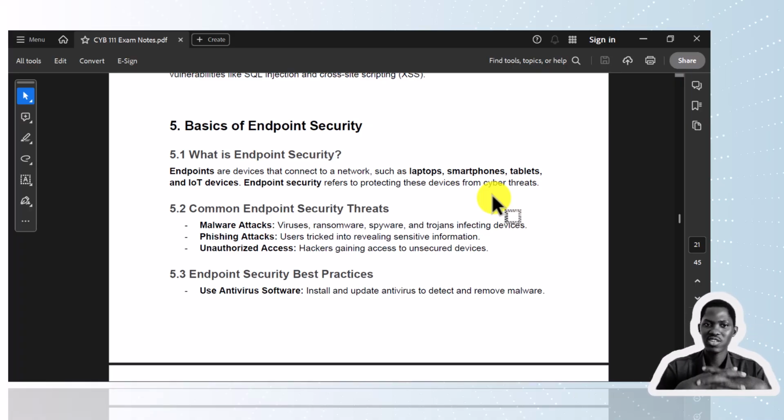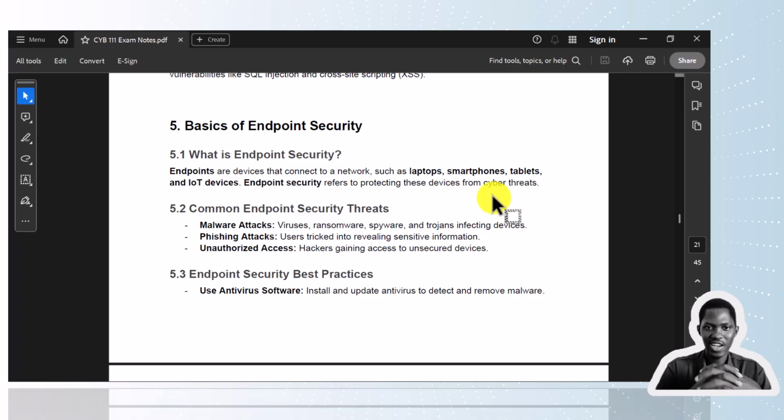So, common threats to endpoint devices. You have malware attacks: viruses, ransomware, spyware, and trojans infecting devices. Your smartphone and laptops can easily get attacked by malware. So that's a security threat. There are phishing attacks, which come through endpoint devices. They'll send you an email, it's on your phone or your laptop, they'll call you, they'll send you an SMS, it's on your endpoint devices. Users are tricked into revealing sensitive information. That's one common endpoint security threat.